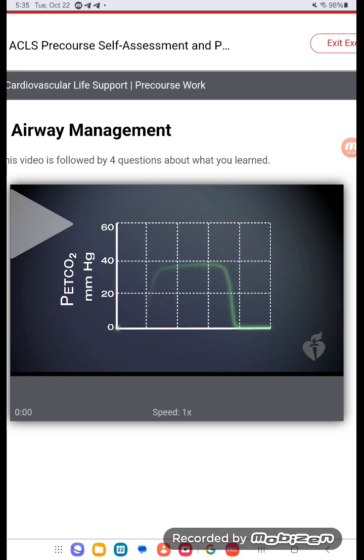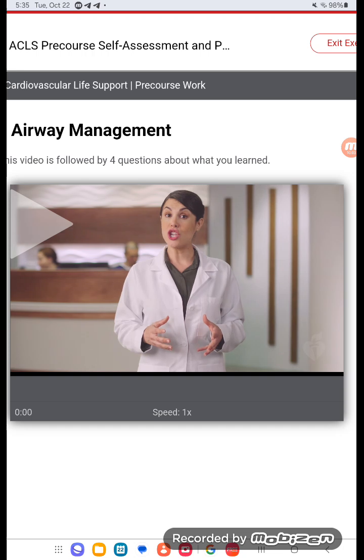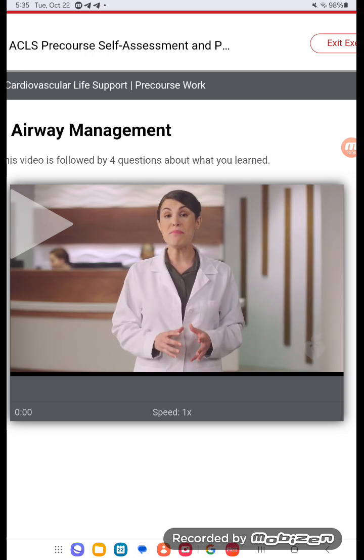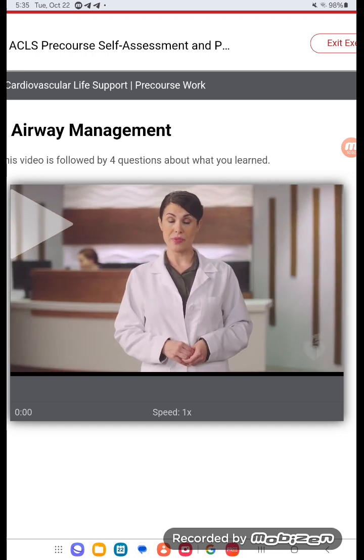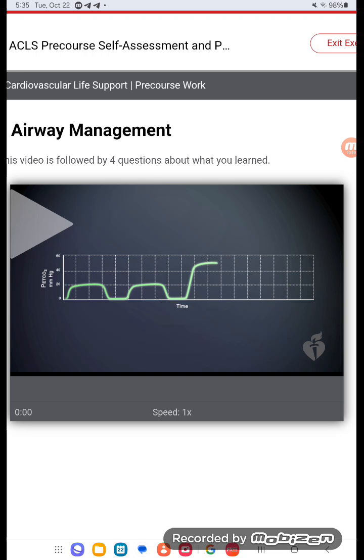For patients with normal perfusion, an end-tidal CO2 reading of less than 35 millimeters of mercury indicates hyperventilation. A reading of more than 45 suggests hypoventilation. Sudden changes in the waveform should trigger immediate reassessment of the patient. When the waveform jumps up during resuscitation, this may indicate ROSC.